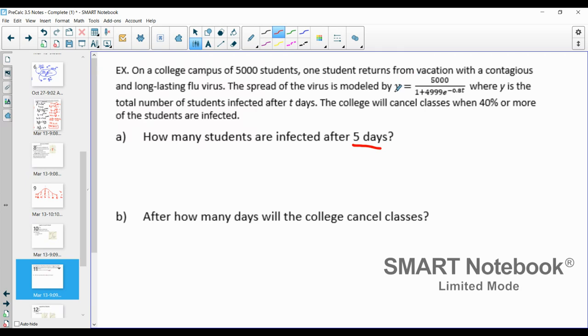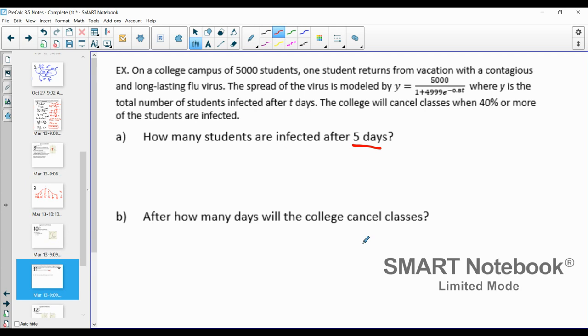Well, we have our model. Y is going to be the number of students infected. T is time, so we would plug 5 in for t and solve the equation. For the sake of time, I'm not going to do that. What I want to do, though, is find how many days until the college classes are going to be canceled.